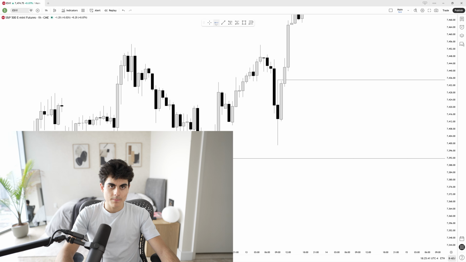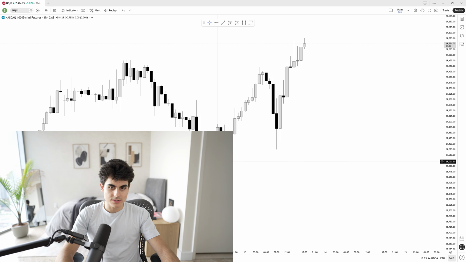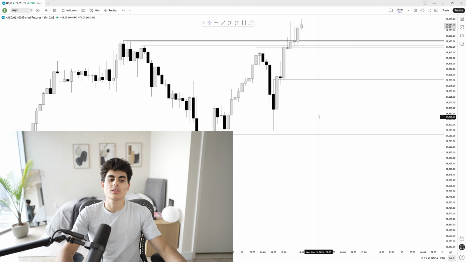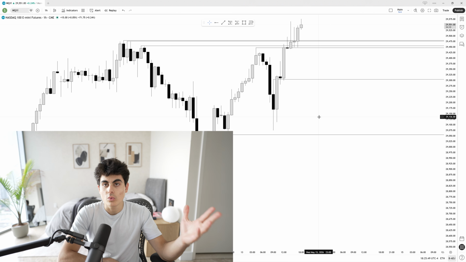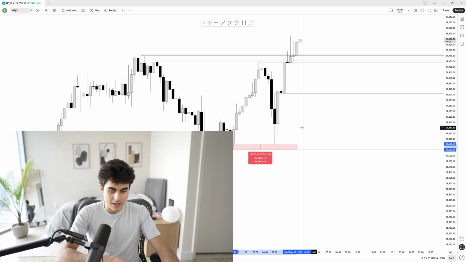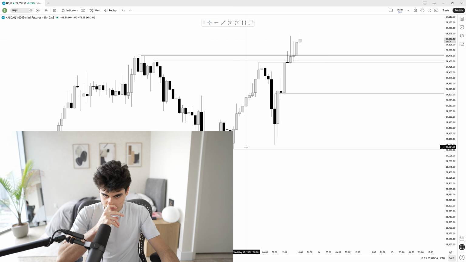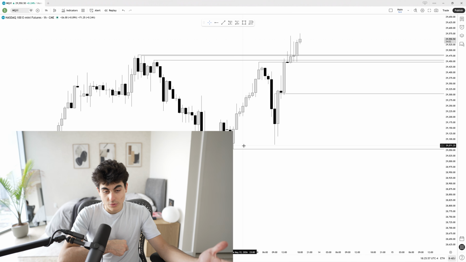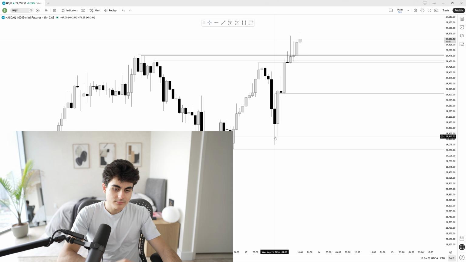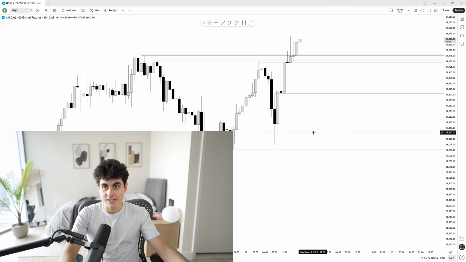So I had this as a target, this as a target here, but I didn't really have super clean targets. So I was just looking to see where price would take us. And then on NQ I had this target. I honestly thought that this one would have gotten hit, which is crazy. I mean, look, I thought it was gonna get hit, but I guess it didn't. So that's fine.